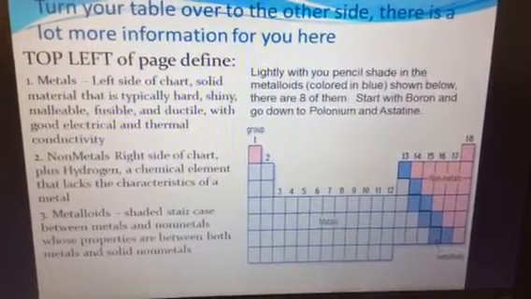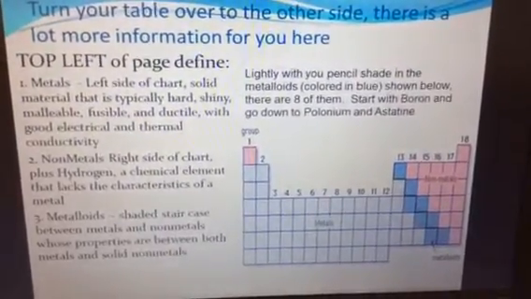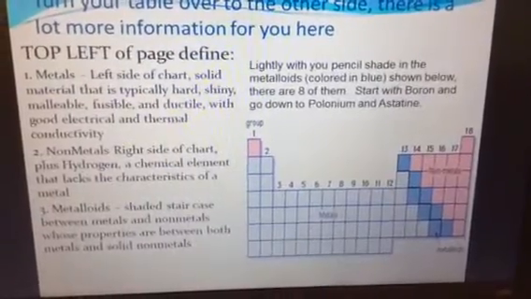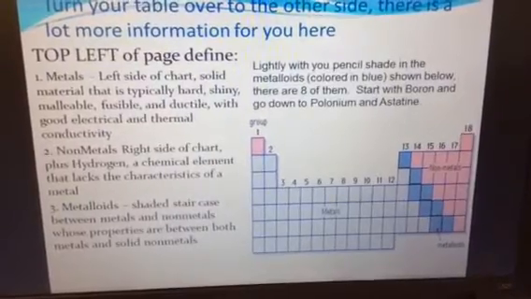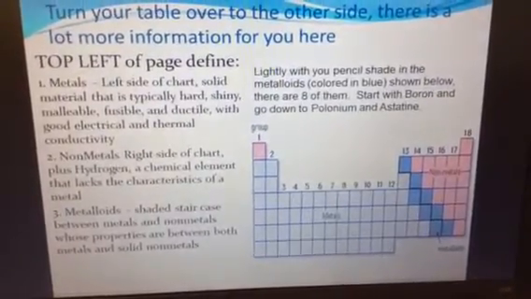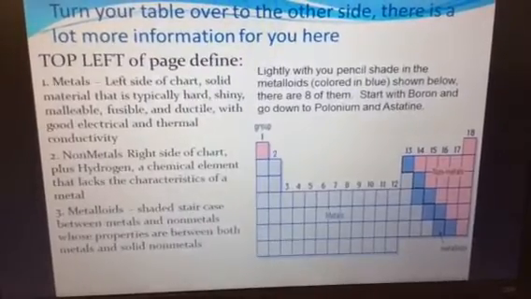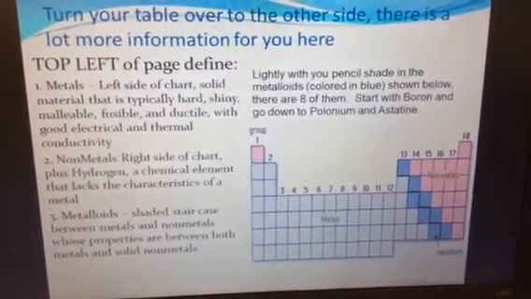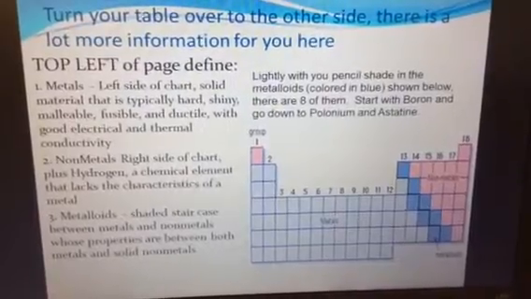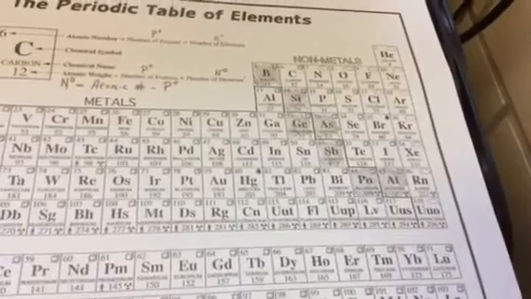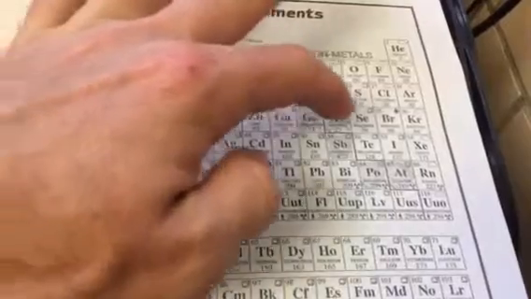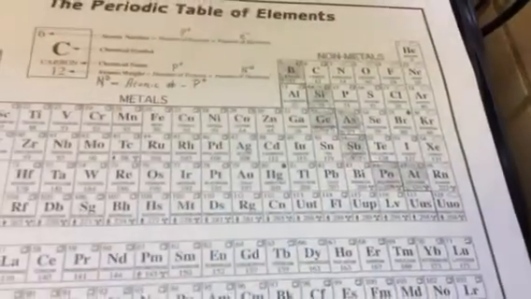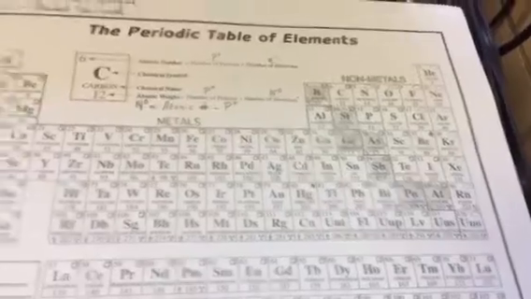Now, once you have those definitions down, lightly with your pencil, you're going to shade in the metalloids, which are colored in blue on this chart. There are 8 of them in total. You will start with boron and go down to polonium and astatine. So here's what that's going to look like on your periodic table. You can see we started with boron and we went down the staircase to polonium and astatine.